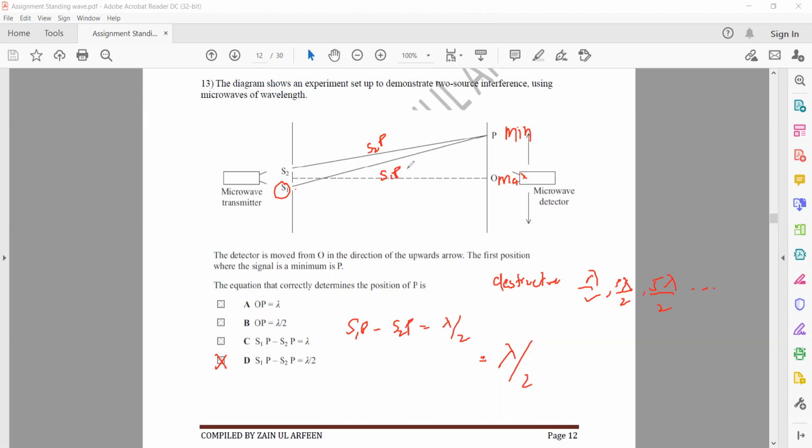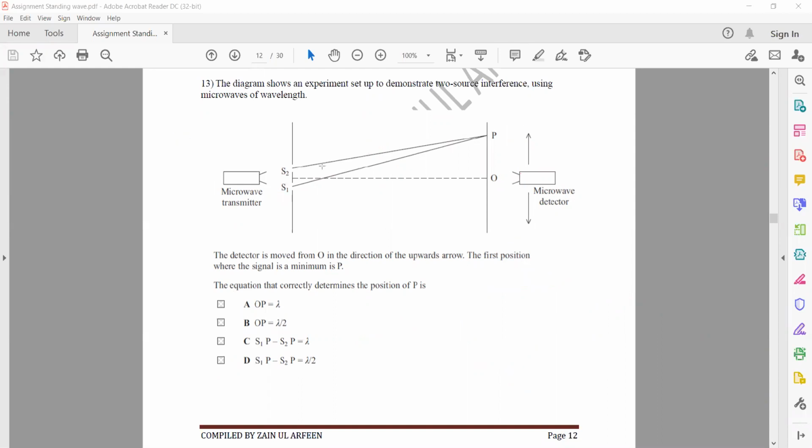S1P is longer compared to S2P. So when we take the difference, S1P, from S1 to P, is the distance traveled by the first wave, and from S2 to P is the distance traveled by the second wave. So when we take the difference to get the path difference, the distance from S1 to P minus the distance from S2 to P gives you the path difference. And because it's destructive interference, the path difference should be equal to half of the wavelength.